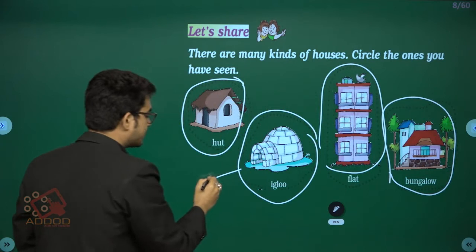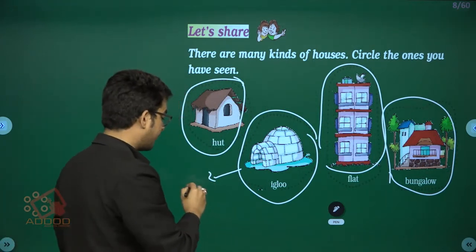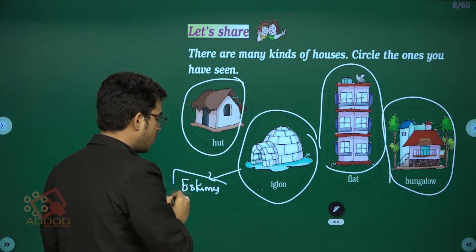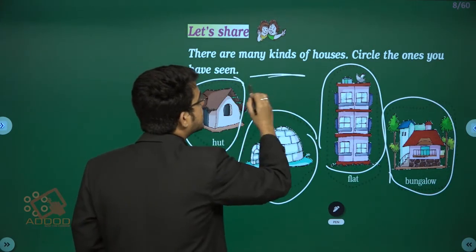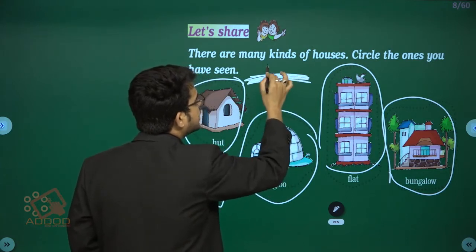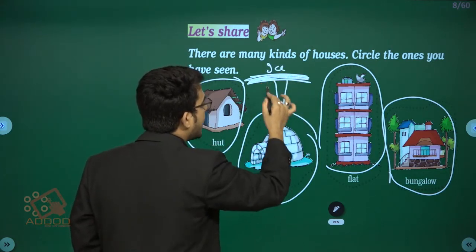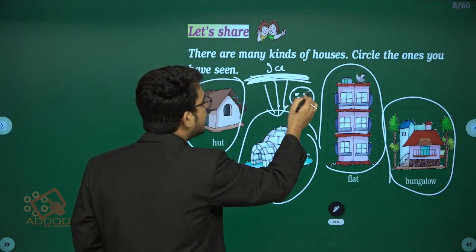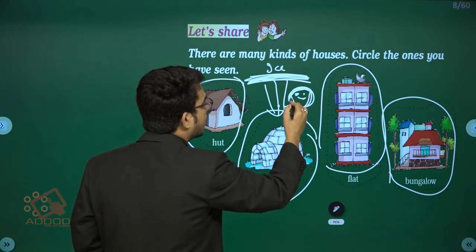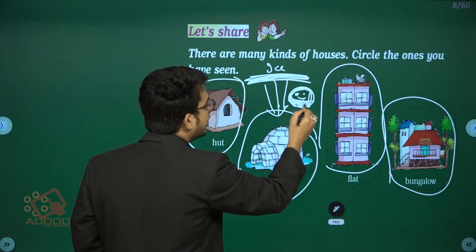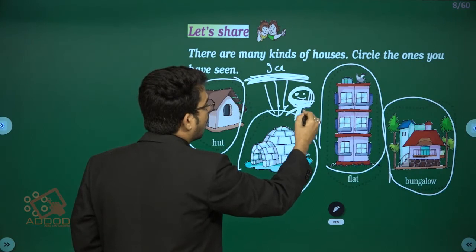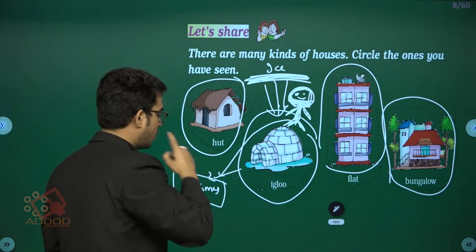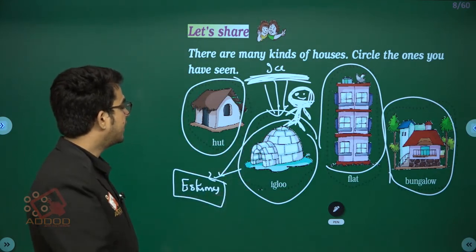Yes, igloo, you know what? That igloo is something for Eskimos, where there is just ice everywhere. There people live, and these people are known as Eskimos. They always wear clothes, and they don't show their face and all. They are fully covered. These people live here in the igloo.